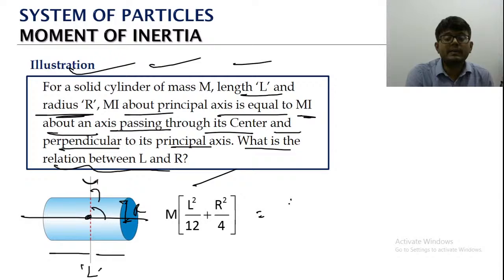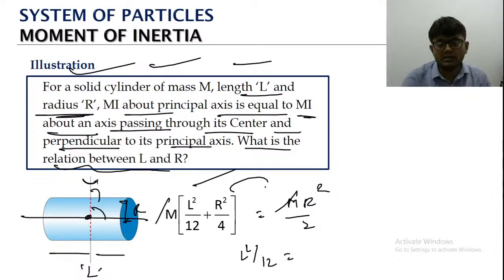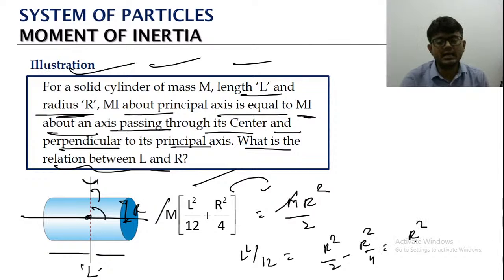This is equal to the moment of inertia about the principal axis, which is M R square by 2, correct? For a solid cylinder, the moment of inertia about the principal axis is M R square by 2. Equate both of them, M gets cancelled. So L square by 12 is equal to R square by 2 minus R square by 4. This is again R square by 4.